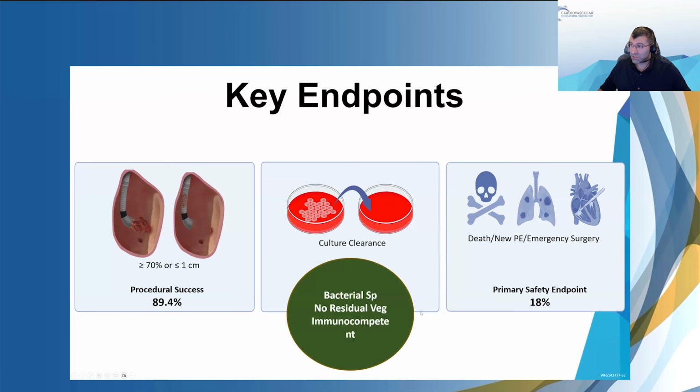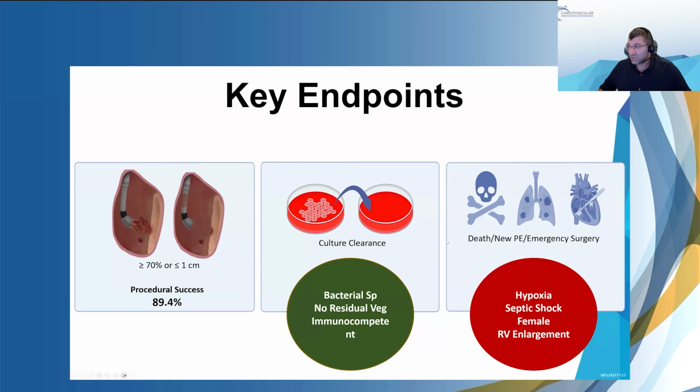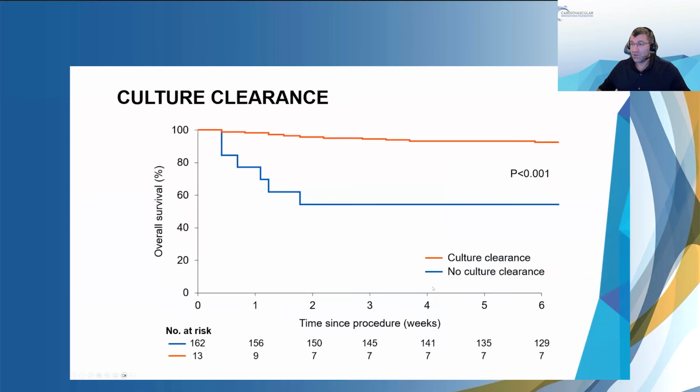And when we looked at the characteristics associated with these outcomes, having bacterial species, having no residual vegetation, and having an immunocompetent state as opposed to an immunocompromised state were all associated with successful culture clearance. The characteristics associated with the worst outcomes were presenting with hypoxia. Again, to the point of, are we doing these too late? Hypoxia had the strongest association with the worst outcomes. Presenting with septic shock, female gender, and RV enlargement were also associated.